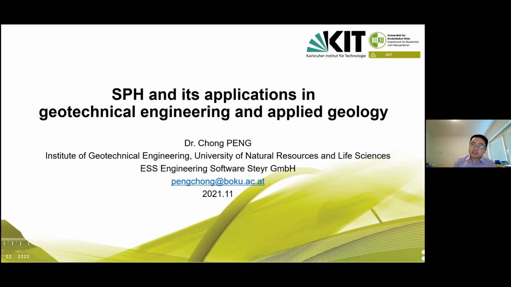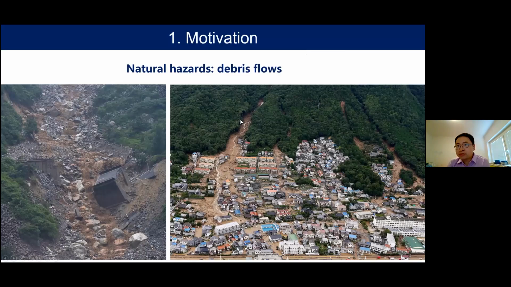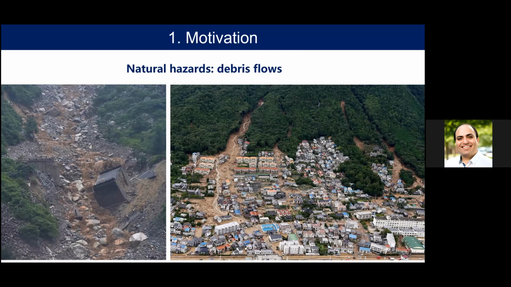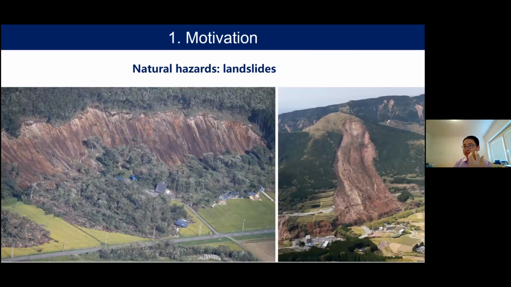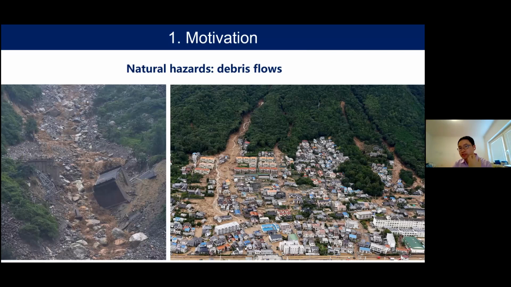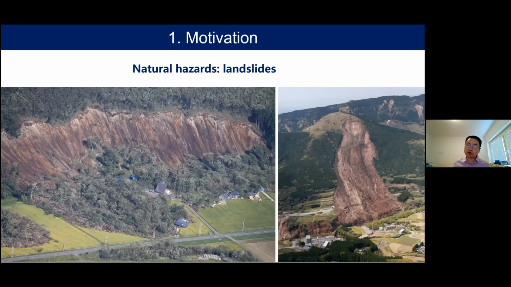So first, the motivation of my research is about natural hazards. For the most common natural hazards, except earthquake engineering, we can see that the natural hazard is caused by geophysical flows. For example, debris flows and also landslides. The difference is that debris flows usually contain more water content, and landslides are more about dry material.